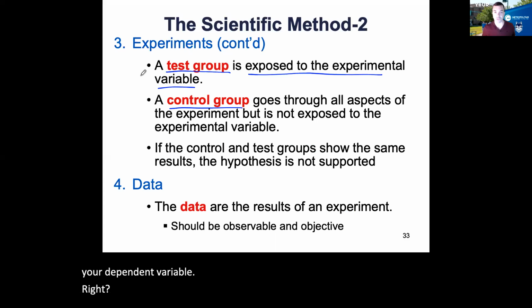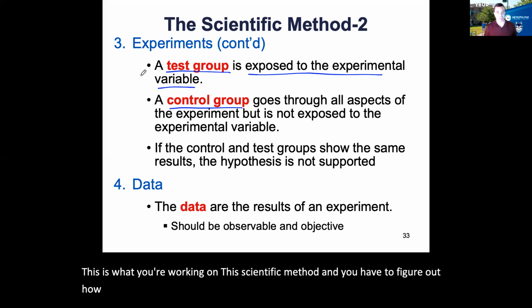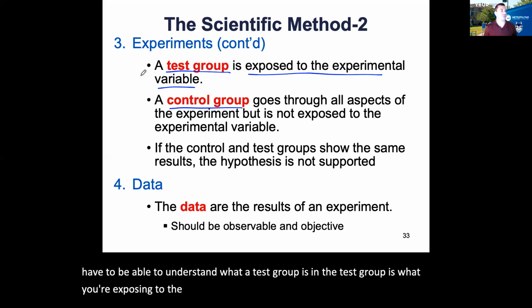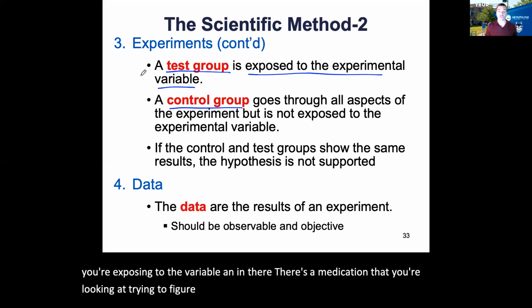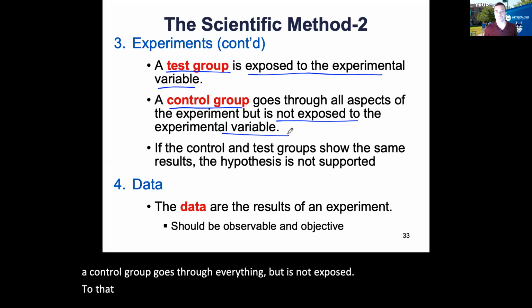And in that Labster lab called experimental design, this is what you're working on, this scientific method. And you get to make a test group and you get to make a control group, okay? And you have to be able to understand what a test group is. The test group is what you're exposing to the variable, okay? And there's a medication that you're looking at, trying to figure out, okay? A control group goes through everything, but is not exposed to that variable, okay?